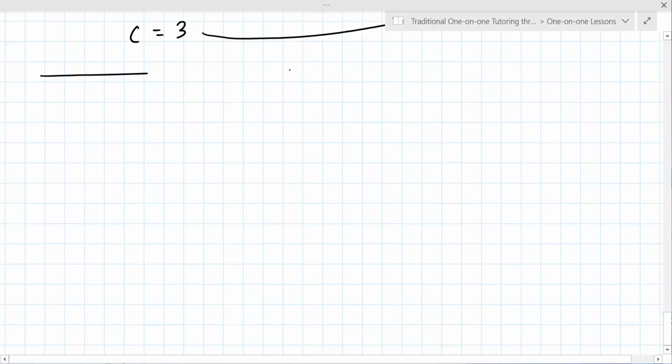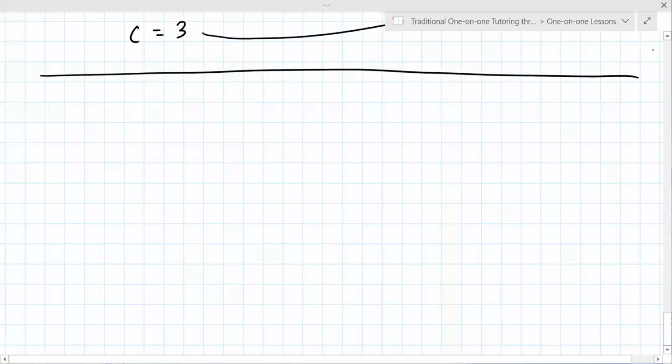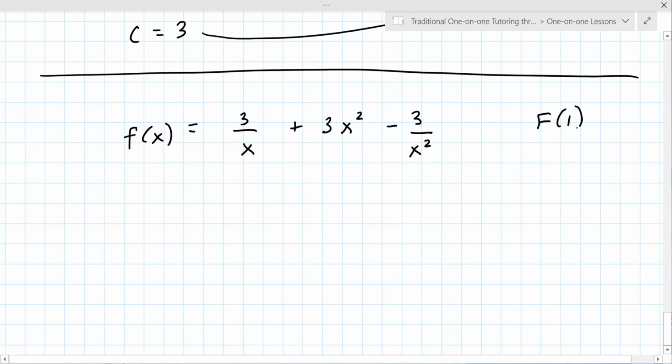Yes. So let me go back and look at it one more time. So let's say f of x equals 3 over x plus 3x squared minus 3 over x squared, and f of 1 equals 2. All right. So basically just 3 ln of, is it ln of x? Yes. Absolute value of x? Okay. Absolute value. It really doesn't matter in your class. Not a big deal.